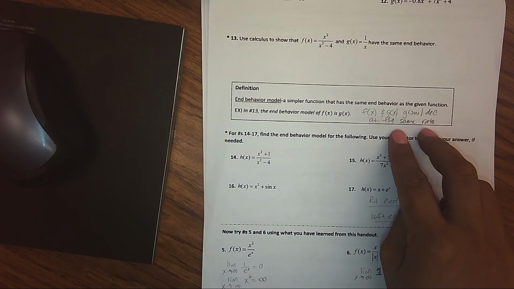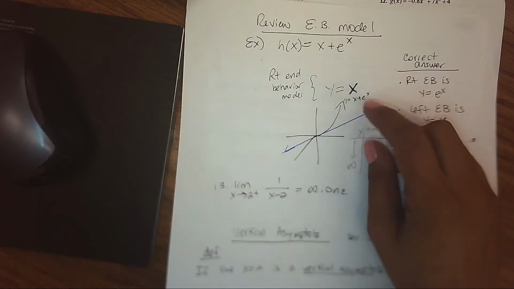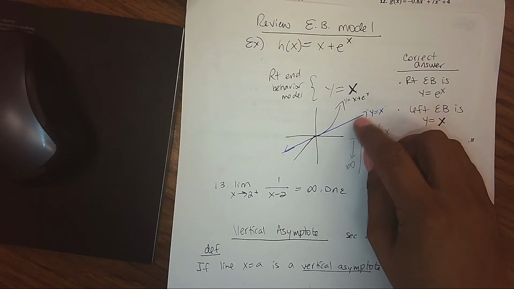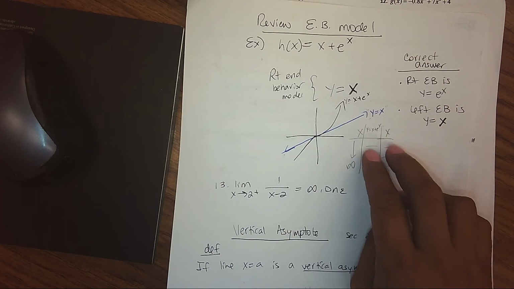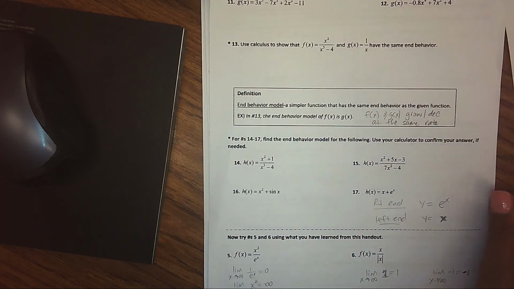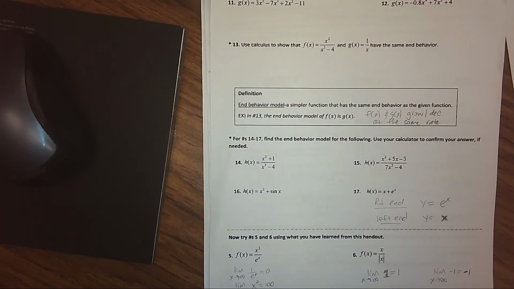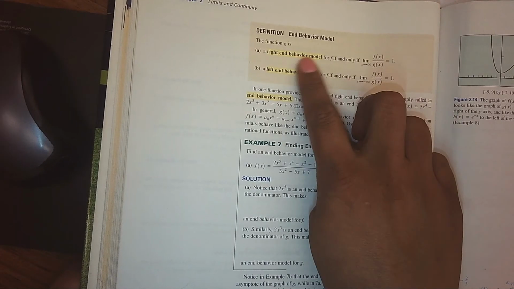And then the other way is to use your calculator to justify. If this is truly an end behavior model of that, these should be right on top of each other. You can't even tell the difference. In the x and y table, the y values should be exactly the same. So this is just sort of an informal definition. There is a formal definition, which I was trying to stay away from, and I'm still trying to stay away from it, but if you want to look at it, it's on page 74 in our textbook. This is the formal definition of an end behavior model.